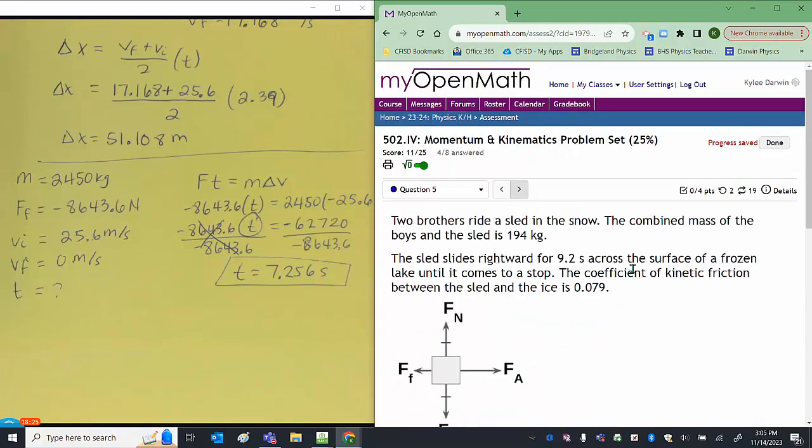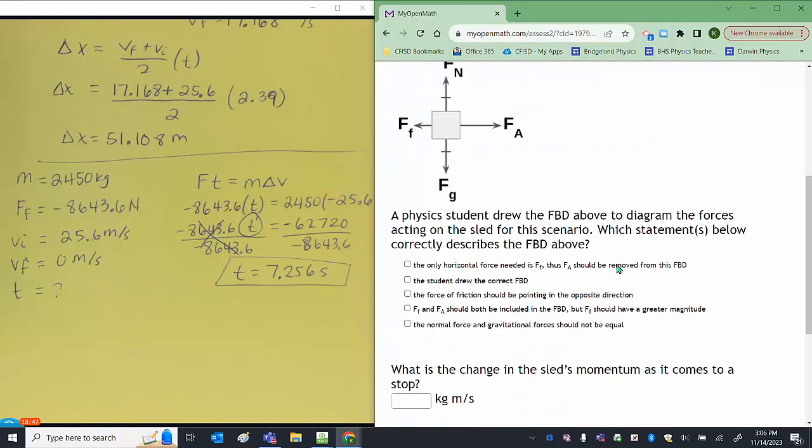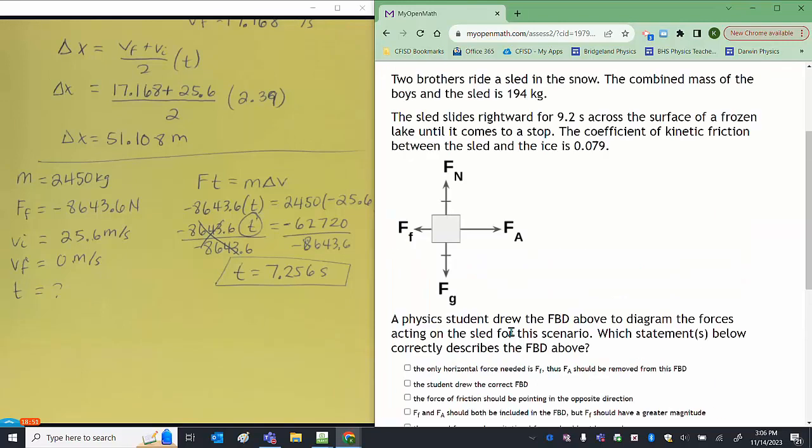Question number 5 is somewhat similar to the one we just looked at. It says, 2 brothers ride a sled in the snow. The combined mass of the boys on the sled is 194 kilograms. The sled slides rightward for 9.2 seconds across the surface of a frozen lake until it comes to a stop. The coefficient of kinetic friction between the sled and the ice is 0.079. And again, it says, hey, here's a free body diagram. What's wrong with it? Okay, and so we have this sled sliding rightward until it stops due to friction.